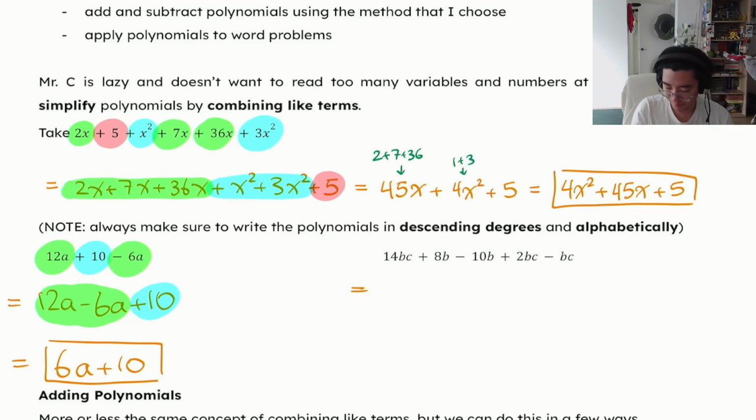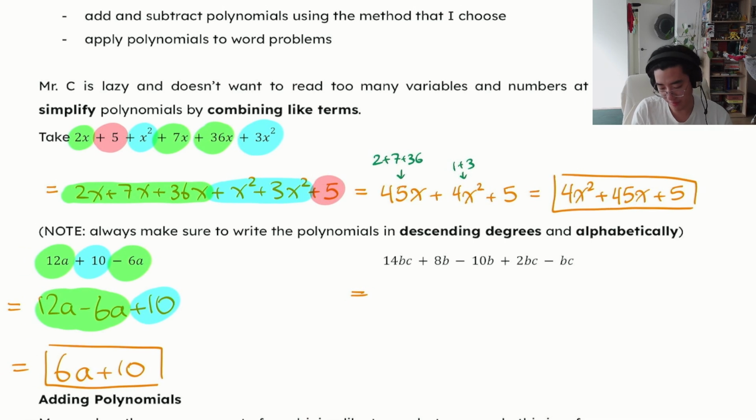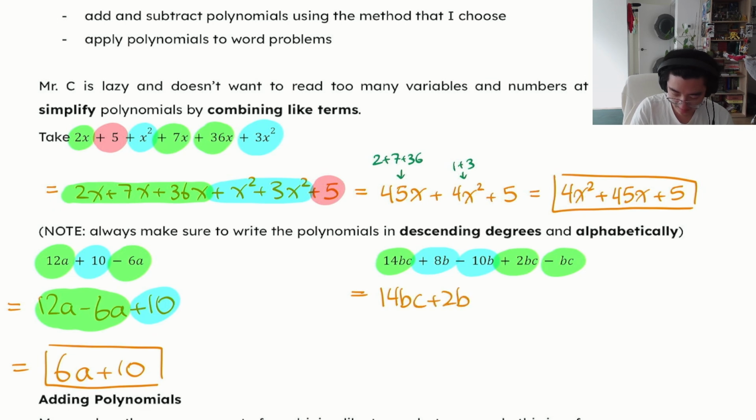Like I say, you've got to be really careful about what variables you're working with here. First we've got a BC. We've got a plus 2BC and a minus BC. Now we've got a plus 8B and a minus 10B. Alphabetically, we've got BC first, and then just a B, just like how you'd sort something alphabetically.